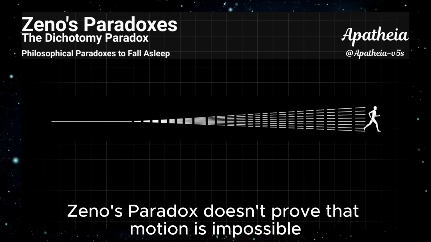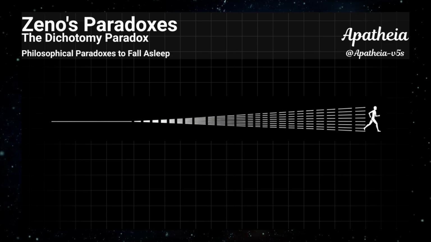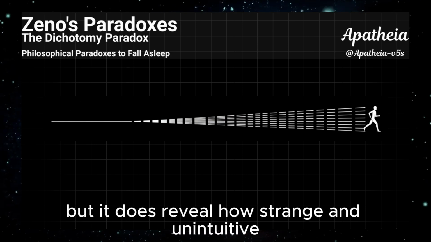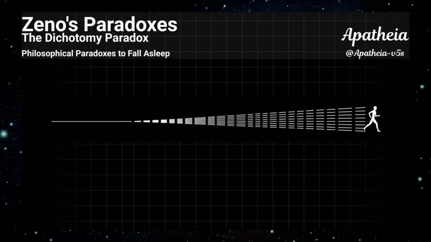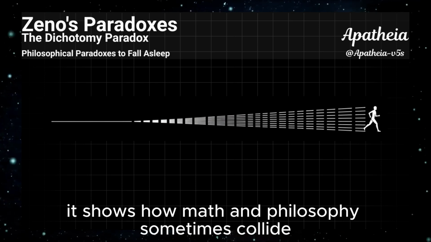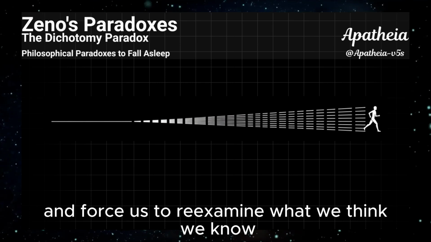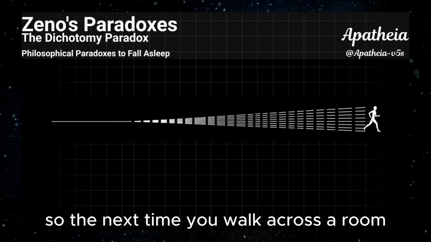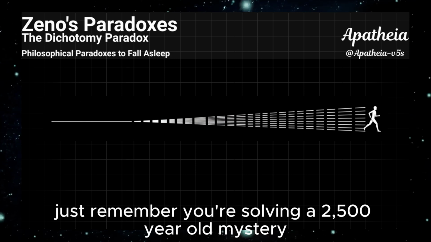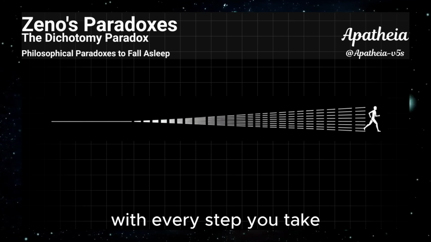Zeno's paradox doesn't prove that motion is impossible, but it does reveal how strange and unintuitive infinity can be. It shows how math and philosophy sometimes collide and force us to re-examine what we think we know. So the next time you walk across a room, just remember you're solving a 2,500-year-old mystery with every step you take.